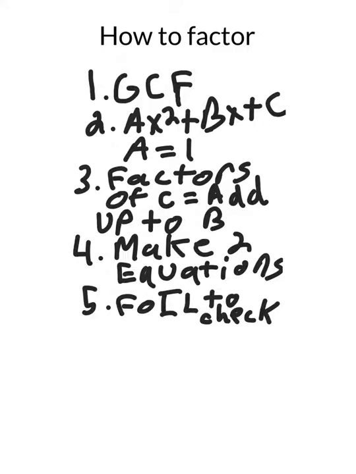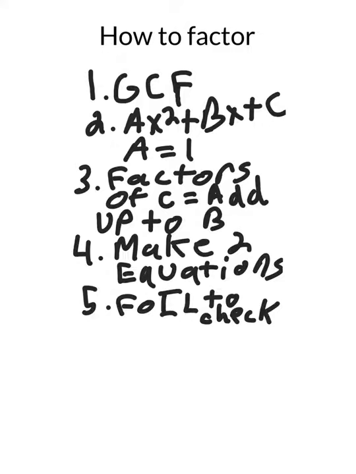The first thing we're going to do today is learn how to factor. We're going to review what we learned yesterday. That is, first we want to take out the GCF, and then we want to get our quadratic equation, so it's ax squared plus bx plus c, where a is equal to 1.